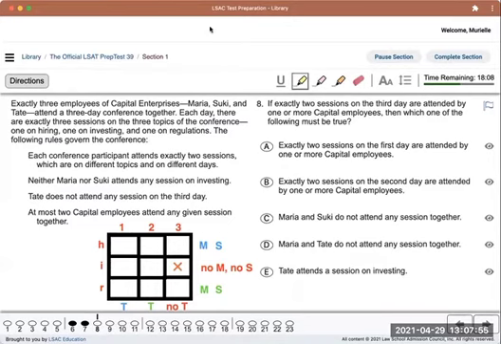So here we have a question specific condition. So we do want to pay attention to that first, right? So if exactly 2 sessions on the 3rd day are attended by 1 or more capital employees, that would mean that I have either M or S doing hiring on the 3rd day and either M or S doing regulations on the 3rd day.